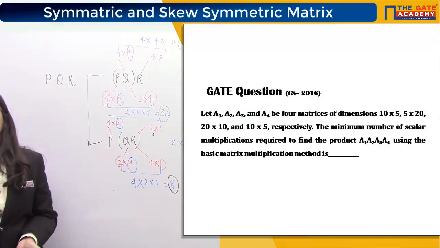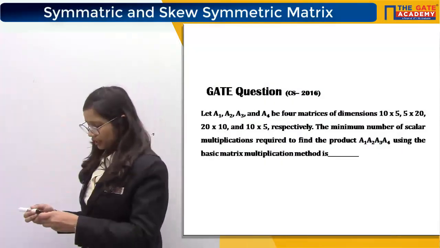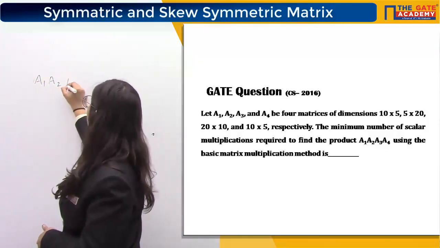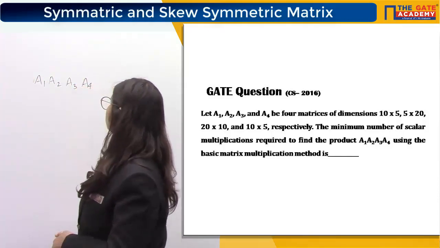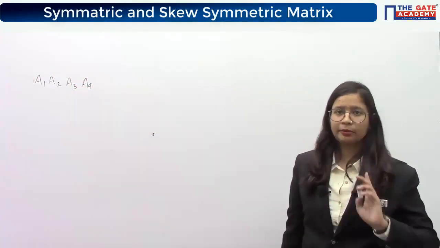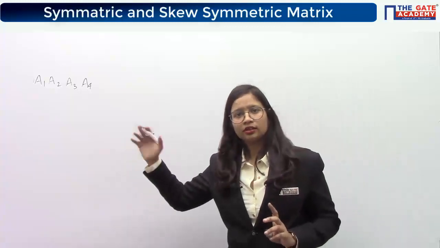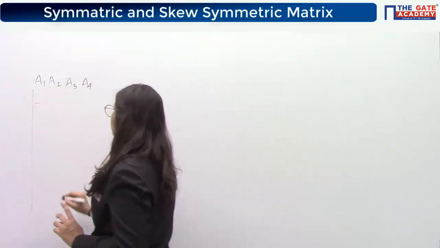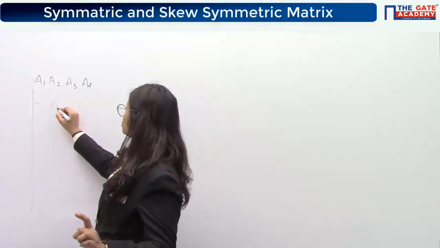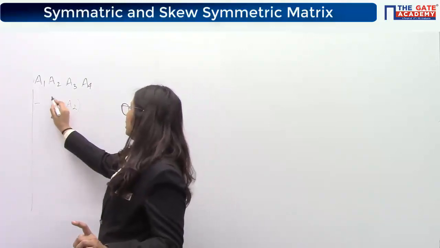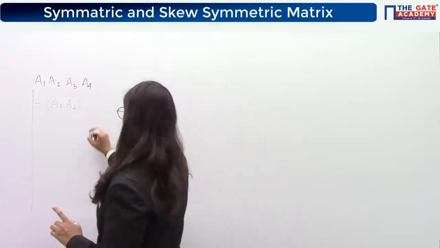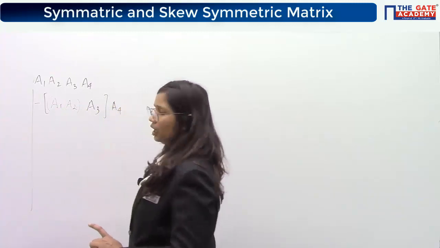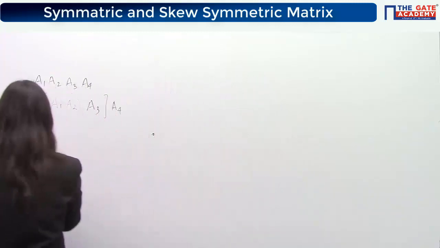Attempt the next question on the slide. You need to multiply A1, A2, A3 and A4. First, the most important thing is that the order should remain the same. You can't do it as A2, A1, A3, A4. 1, 2, 3, 4. The order should remain the same. So the first way to multiply this is like this. First you take A1 and A2 and multiply them. Then you multiply this with A3 and then this resultant product with A4. One of the ways in which this multiplication can be done.